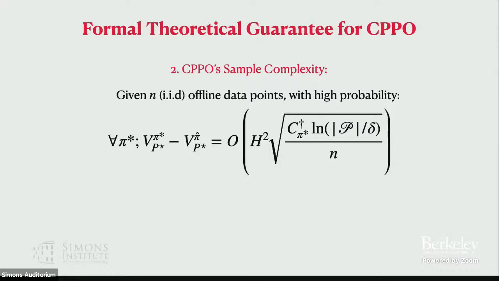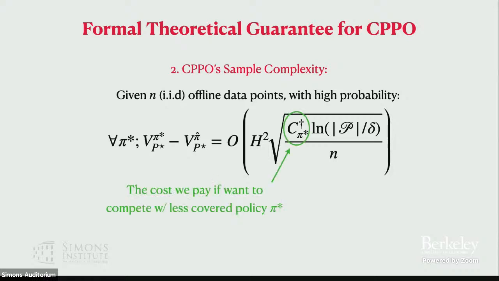Okay, so this is the guarantee we're going to have from that previous constraint optimization approach. Particularly, given n IID offline data triples, with high probability, we can find a policy pi hat that can compete against any policy pi star, not necessarily the globally optimal, but any policy, as long as it is covered by the offline data, meaning that this coverage C is bounded below positive infinity. This is the robustness that we were talking about. We want to compete against any policy that is covered by the offline data.